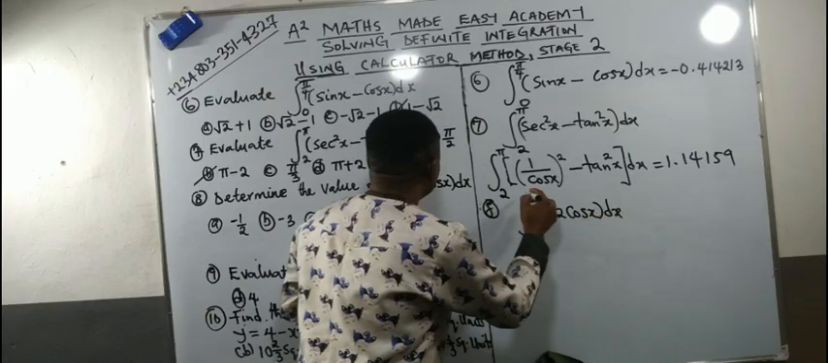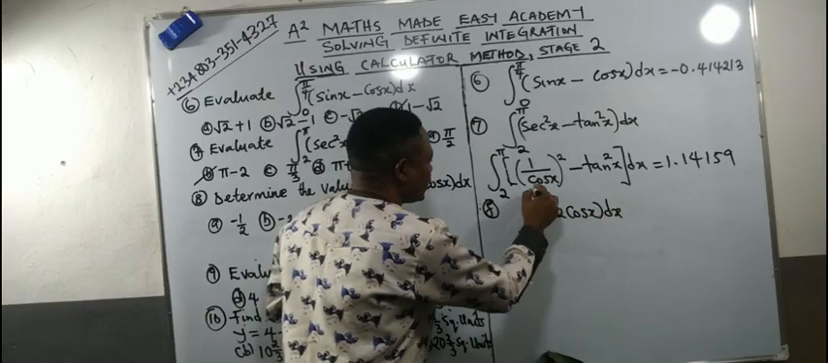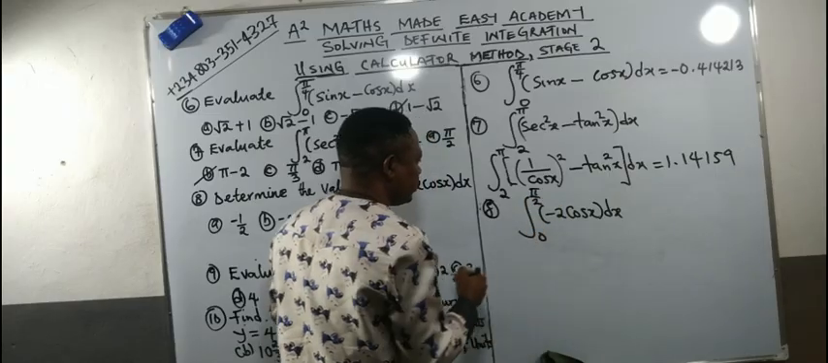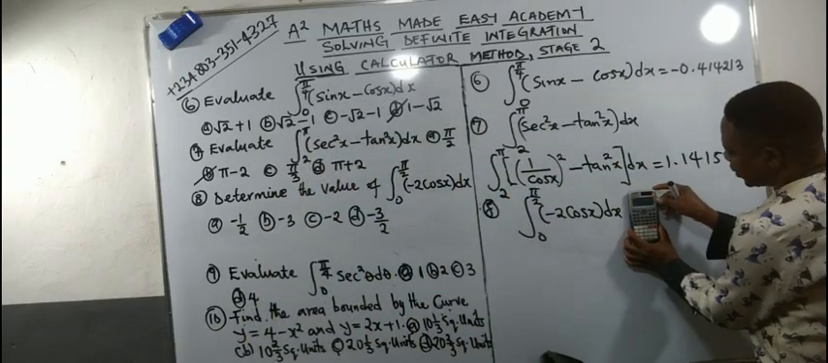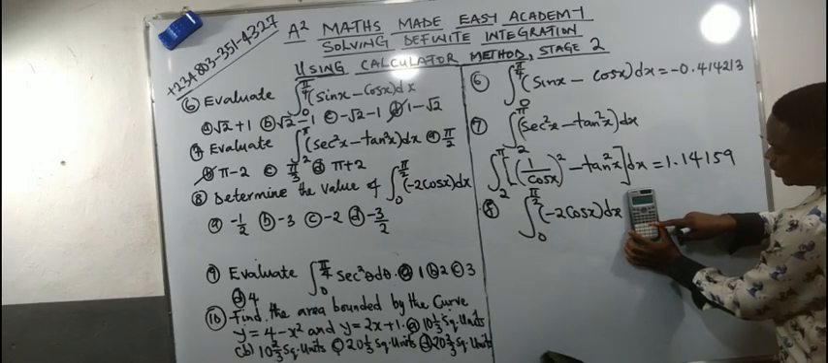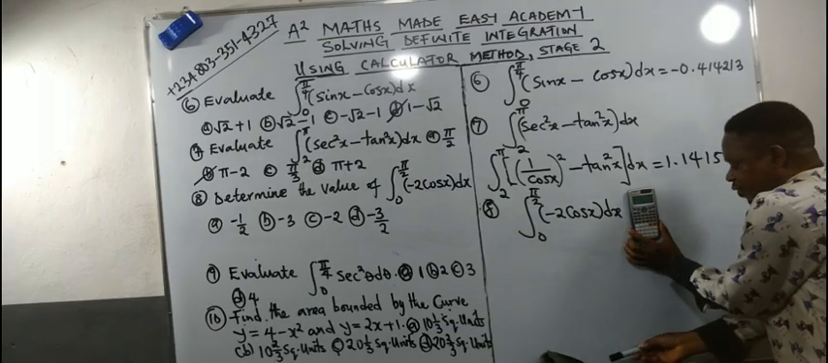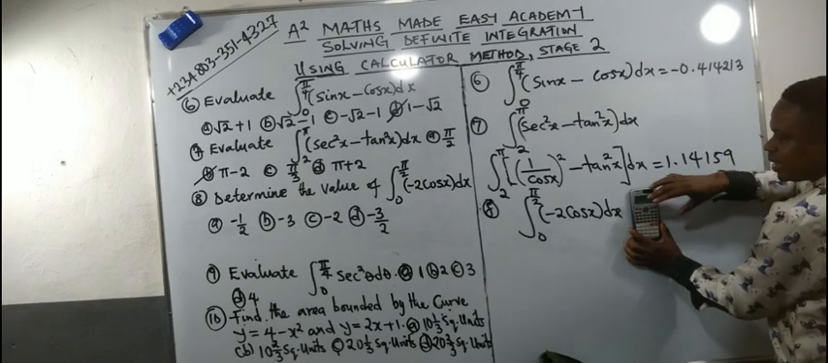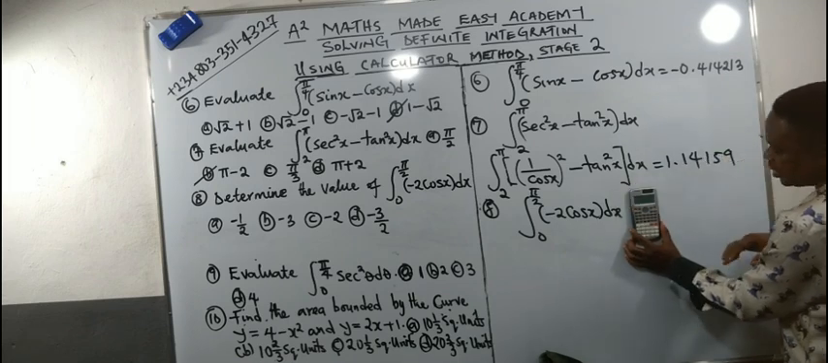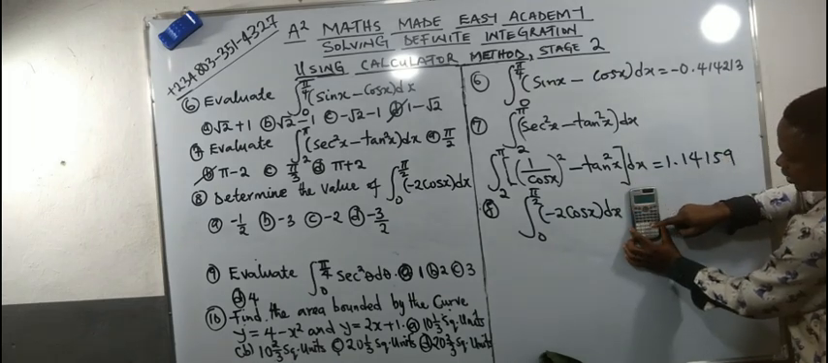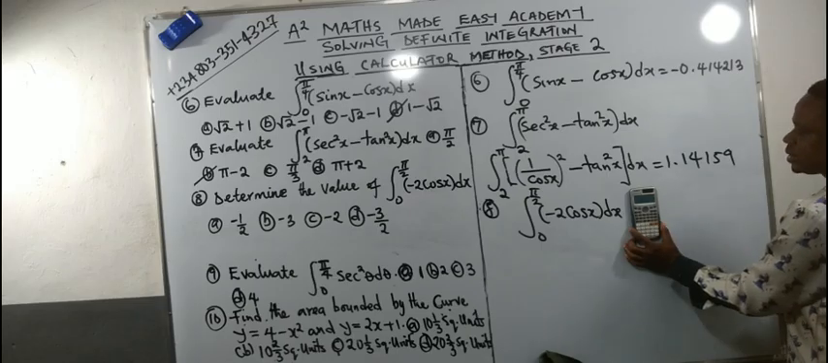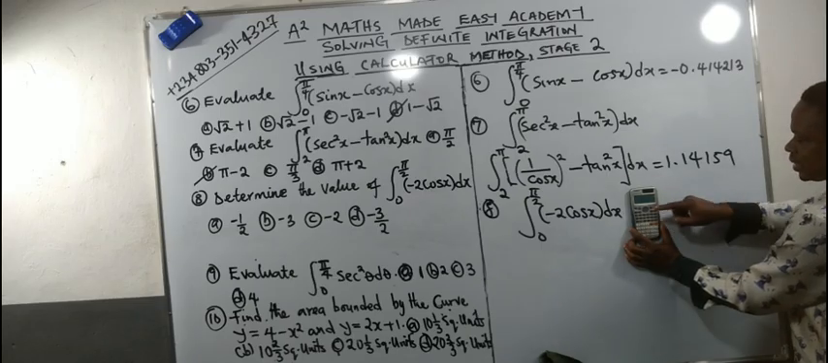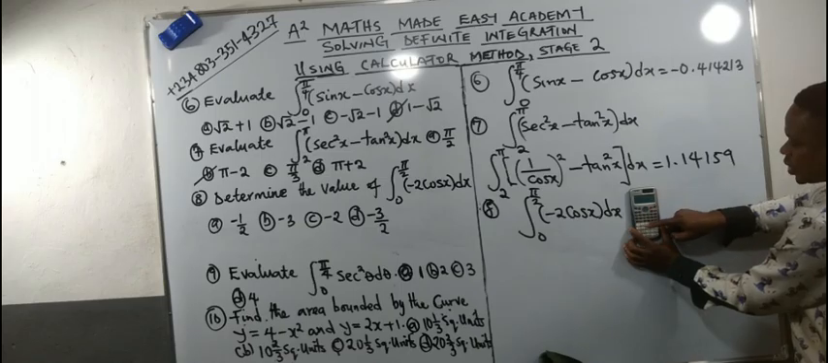Dx. Rad is what? Upper limit is rad over 2 and lower limit is 0. Now here we go again, using the calculator method. AC. Clear the function key. How do we clear it? Shift 9, 3, equal to, and AC. Convert to radian: shift mode and 4.